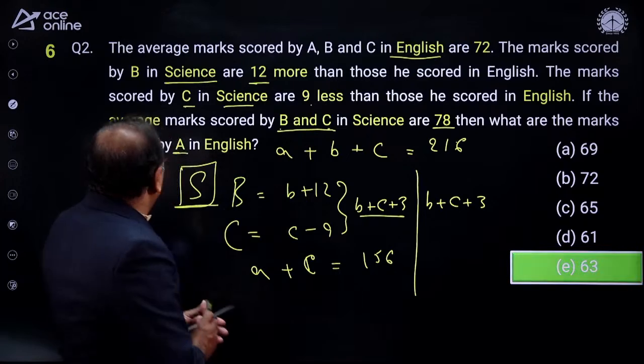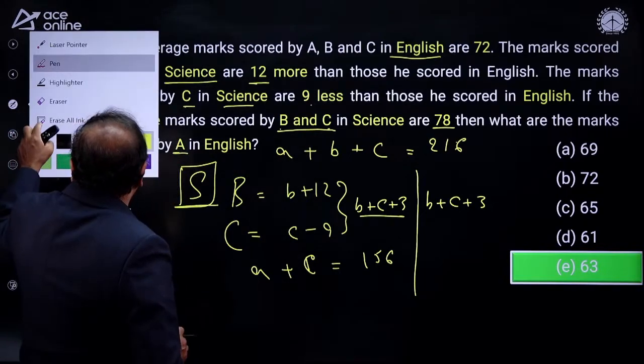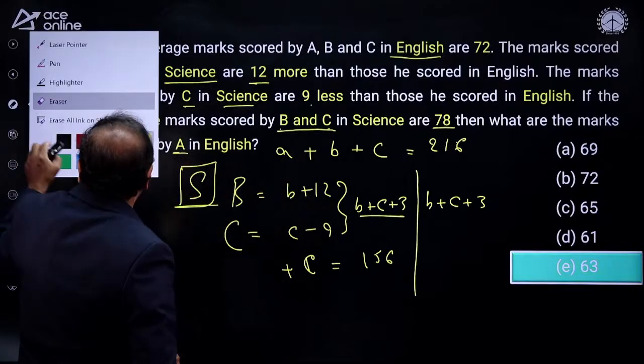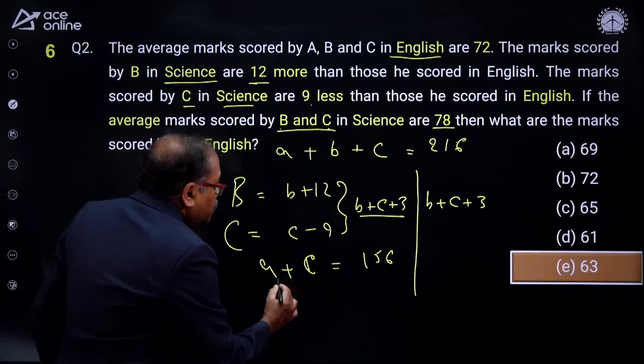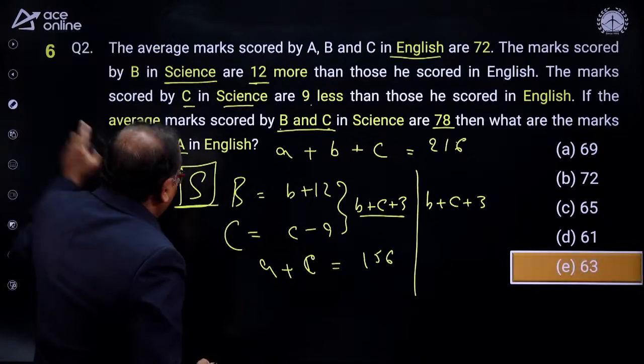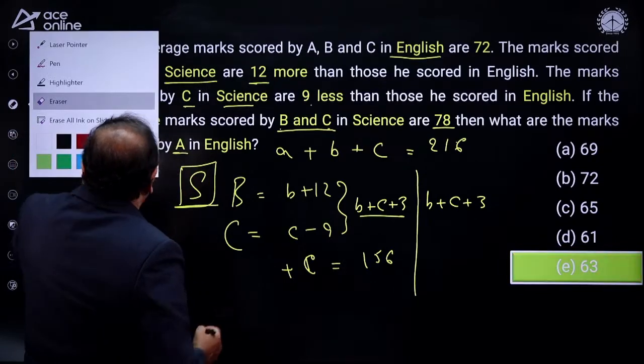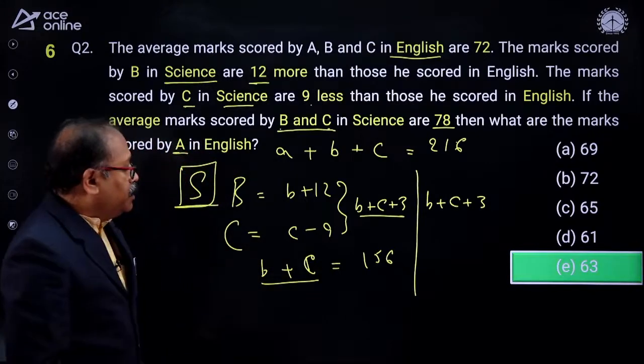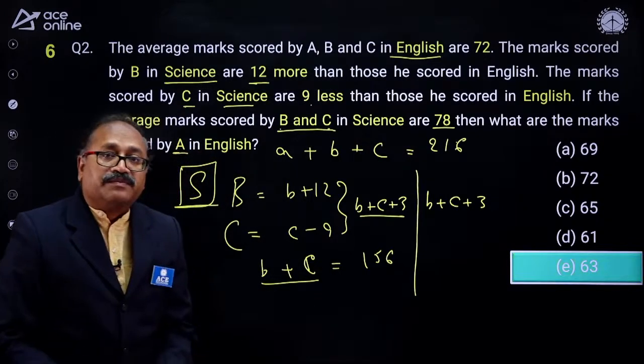Average of B and C. Okay, that is the reason I am not getting the connection here. The average of B and C. It's not A and C. I'm sorry for my writing. So this is B and C. I don't know why it is there in my mind. That's A. So B and C. So the total of B plus C is 156.